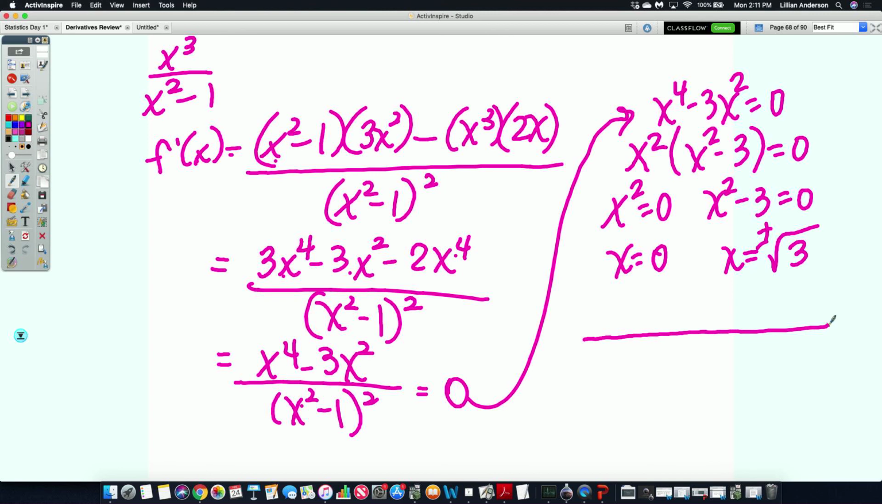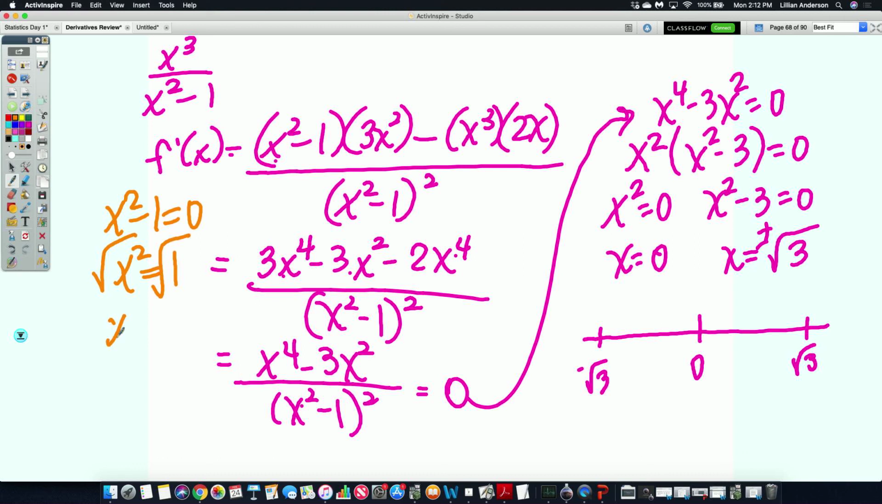Okay. So I'm going to have a 0 on my number line, a negative square root of 3, and a positive square root of 3. But I also need the asymptotes. How do I find the asymptotes? For the vertical, set the denominator equal to 0. For the horizontal, compare the powers on the top and the bottom, and the coefficients. That's right.